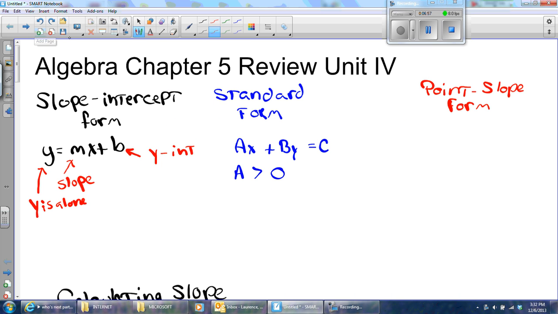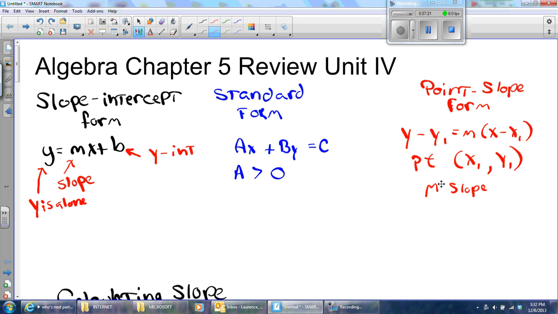Okay, the third type is point slope form. That's where we have y minus a y coordinate, and that'll equal the slope times the quantity of x minus an x coordinate, right? And there's a point hiding in here, and the point is x sub 1, y sub 1, and then the slope is m. M is the slope. Well, that's probably the easiest one to graph from.